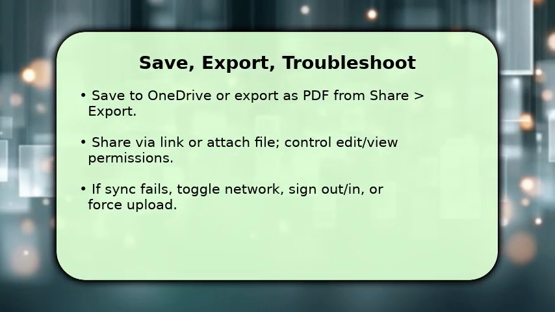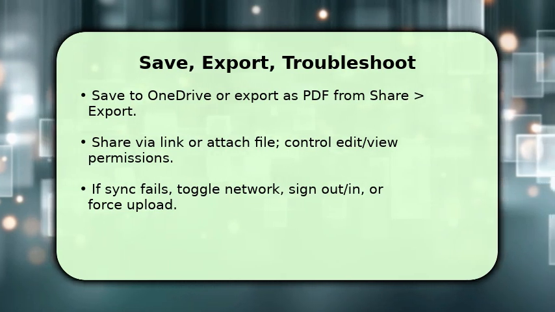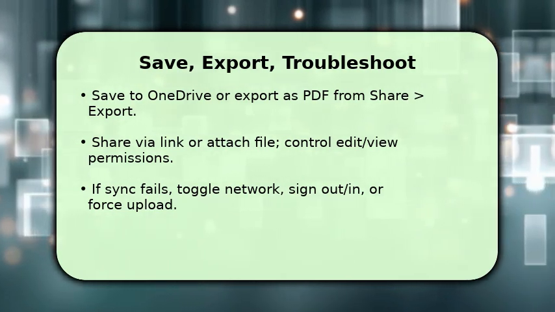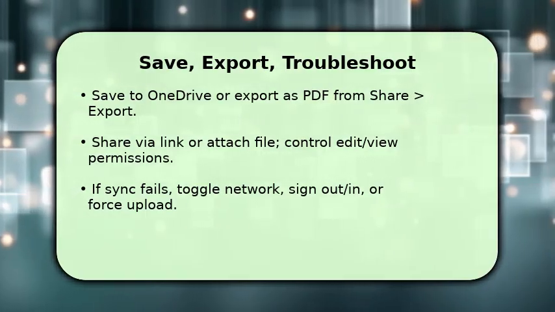You finish by saving and exporting. Tap the menu to save or export as PDF and choose OneDrive for continuous backup. Once saved, use Share to send a link or attachment and set editing permissions to control collaborators.